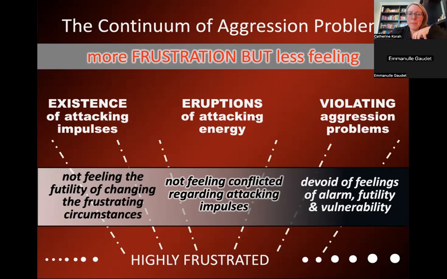And so in the middle section, where you've got the eruption, and then on the full extreme of it, when a child is fully defended, and not only are they not feeling their frustration, but now it is more than just an impulse. It has become an aggression problem, where that aggression is quite violating towards others. And so we can see the continuum.